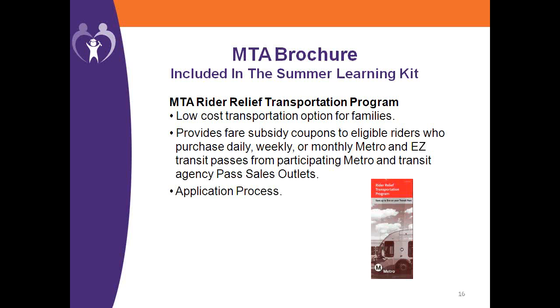All right, so we talked about the Family Resource Guide and also the passport, which are 2 of the 3 pieces in the Summer Learning Kit. So the third piece, which is a new piece, as I mentioned earlier, is a brochure that we received from the MTA, Metropolitan Transportation Authority. And so this piece is important because we want to be sure that families are able to get to these great locations as easily as possible.